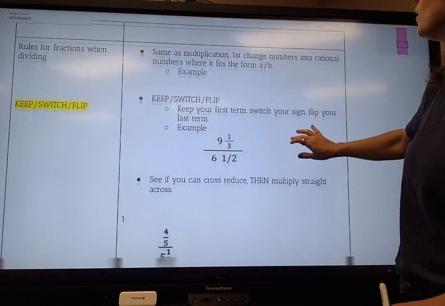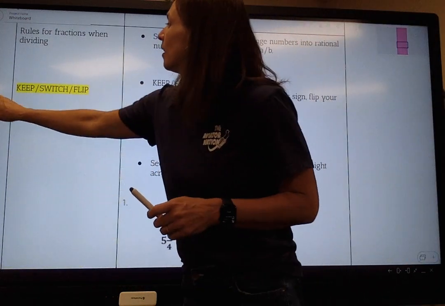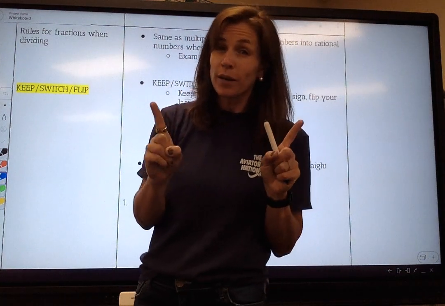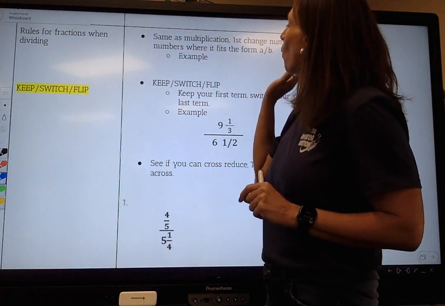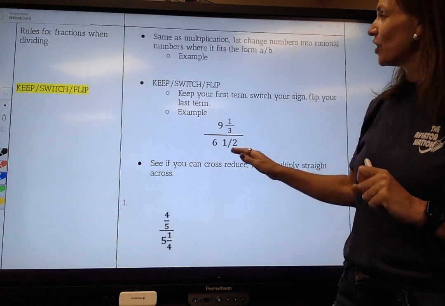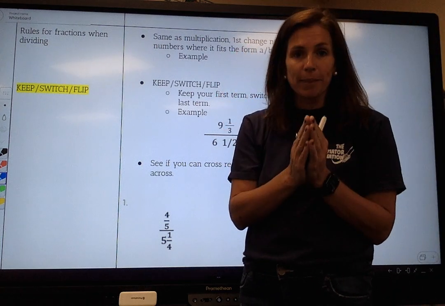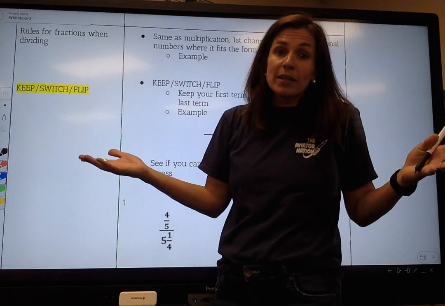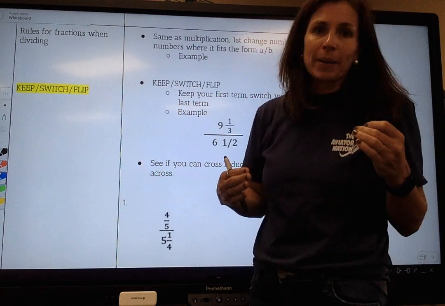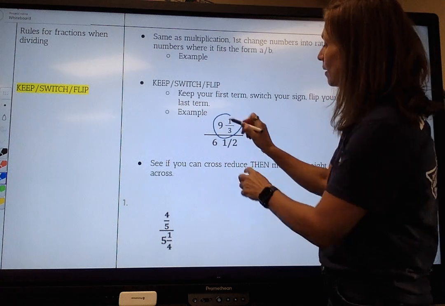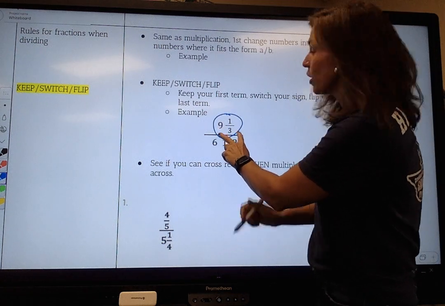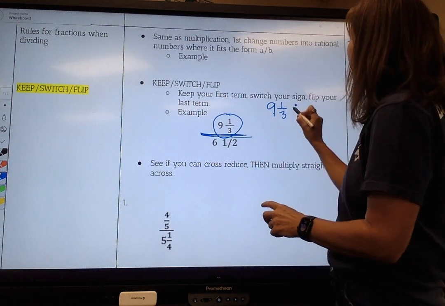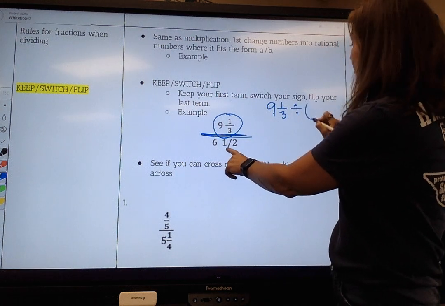Okay, when you divide fractions, you just got to do one more thing before you multiply, because we are going to multiply. So what I like to say is that you keep, switch, flip. Keep, switch, flip. I don't know how you learned it in lower school, but I always say keep, switch, flip. So what does that mean? Well, you keep the numerator, don't change it, 9 and 1/3. We're dividing here. And then you have 6 and 1/2.